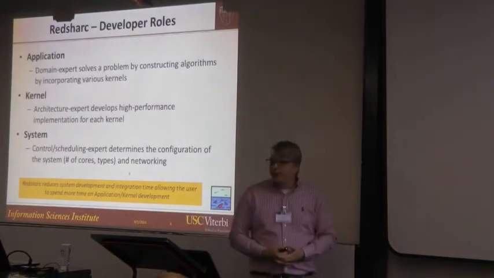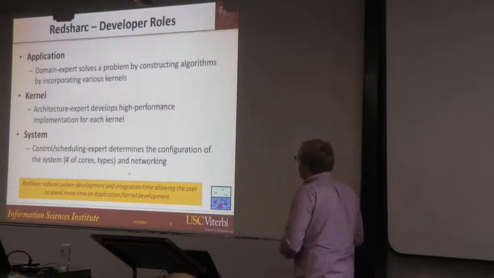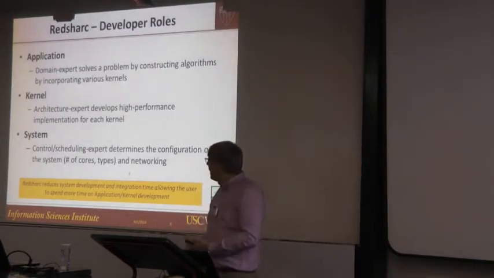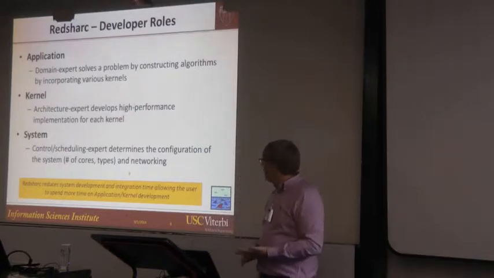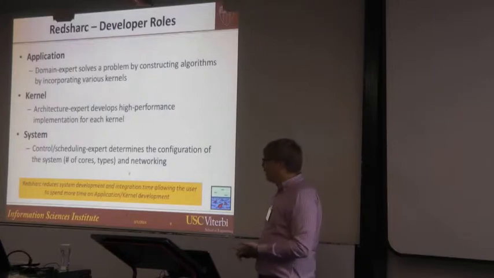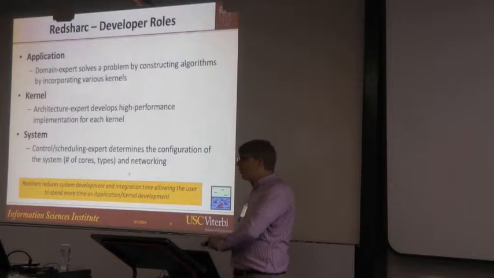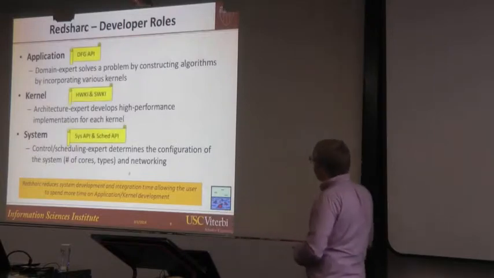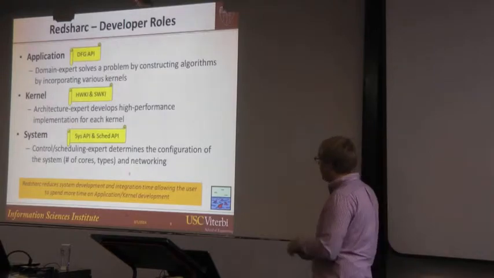So Redsharc defines three developer roles. An applications developer is a domain expert that solves a problem by constructing algorithms by incorporating various kernels. A kernel developer is this applications expert that's coming in and writing the software code, designing the hardware kernels, and then finally a systems developer that can come in and decide what the scheduling algorithm should be, how things should be networked together. So for each of these, we've defined an API or interfaces for those developers to use. And we'll go through each of these in the next slides.